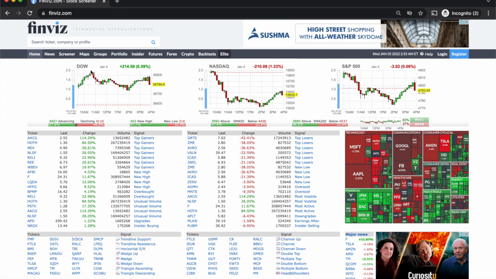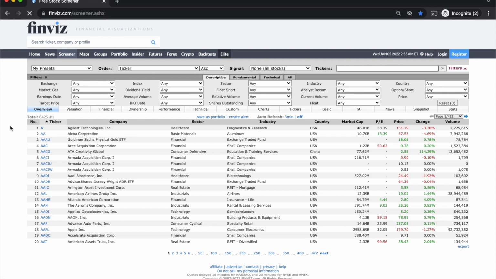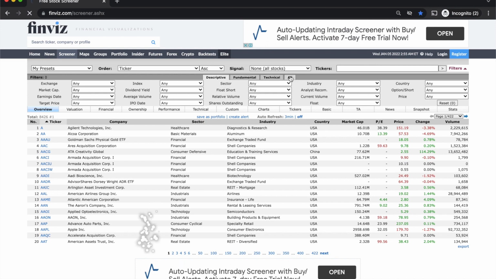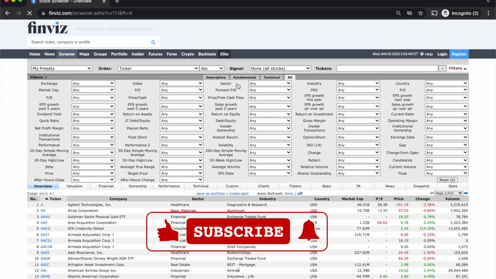So once you're on this platform, you basically go and click here on the screener tab, and here you will be given these settings. Now, the overall filters here are divided into multiple groups, but I like to go to all because with all, whatever settings are there under descriptive, fundamental, or technical, everything gets displayed here. So I can do all the settings in one go.